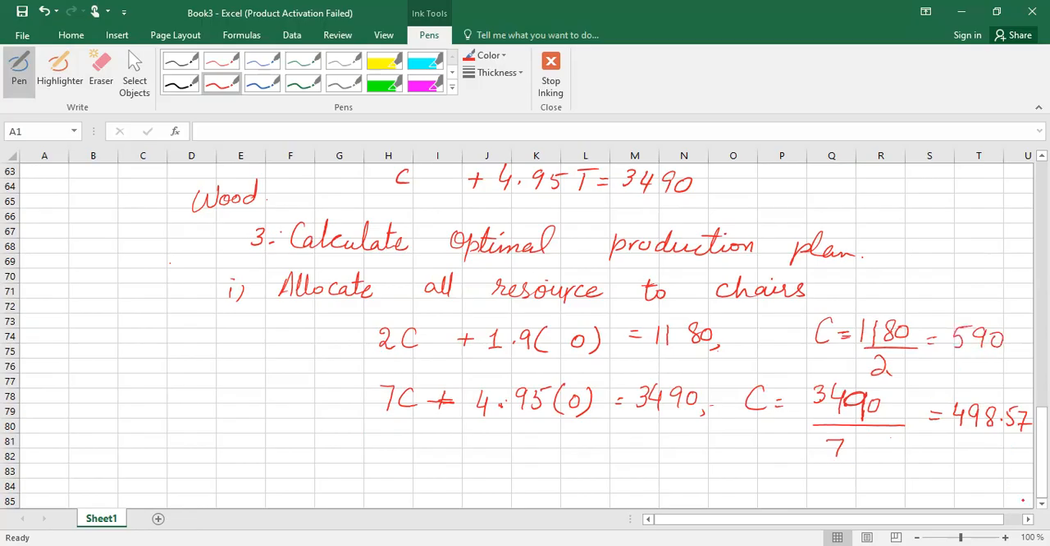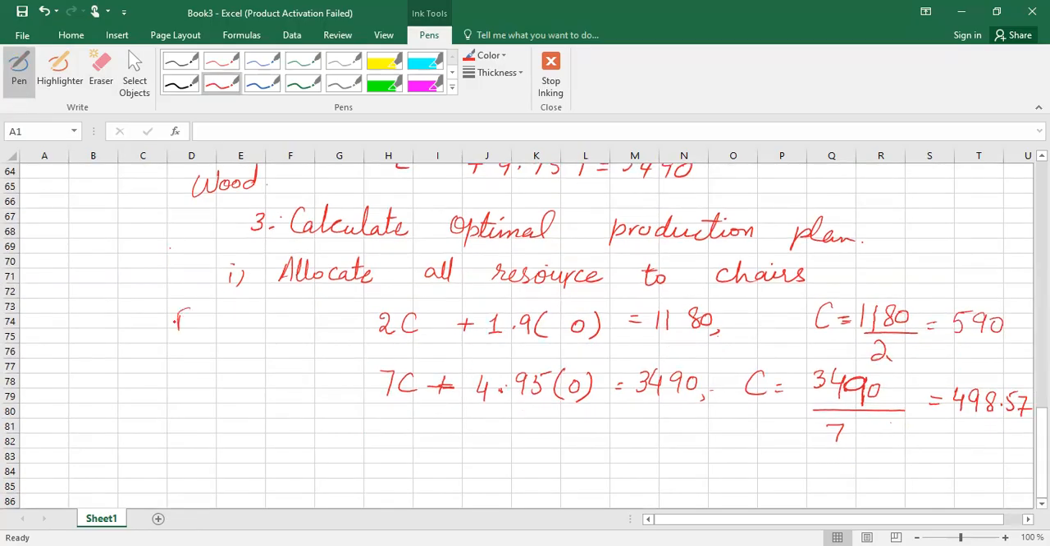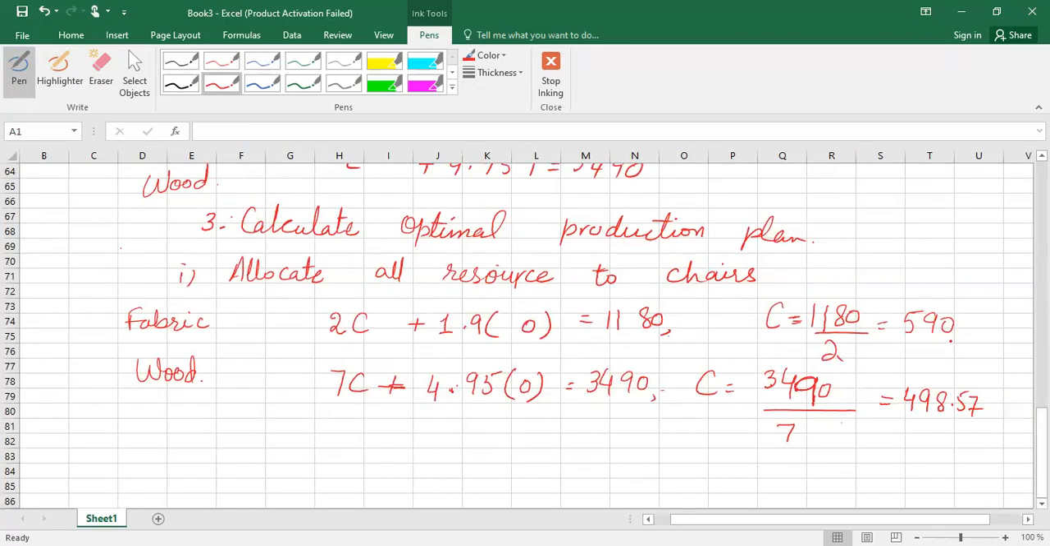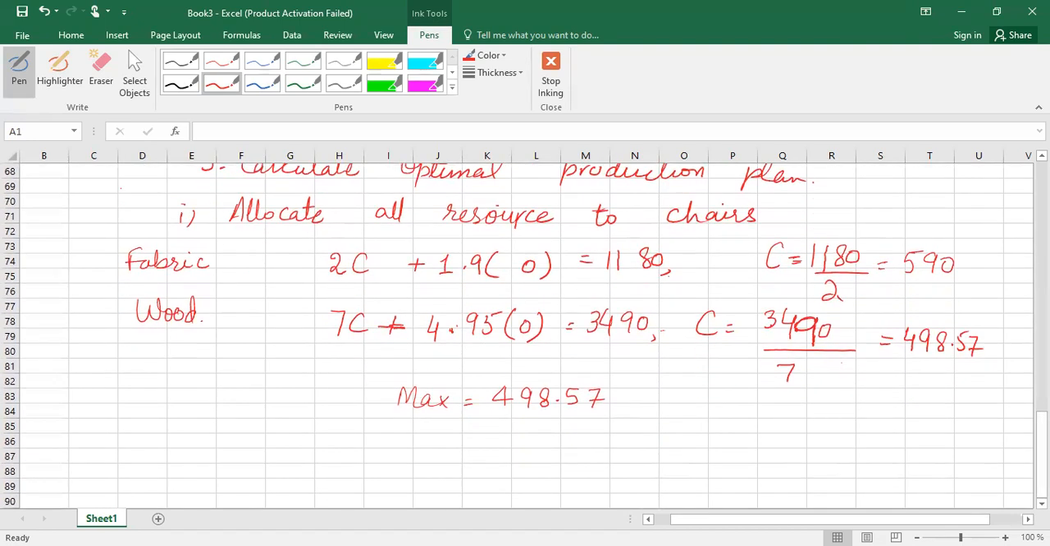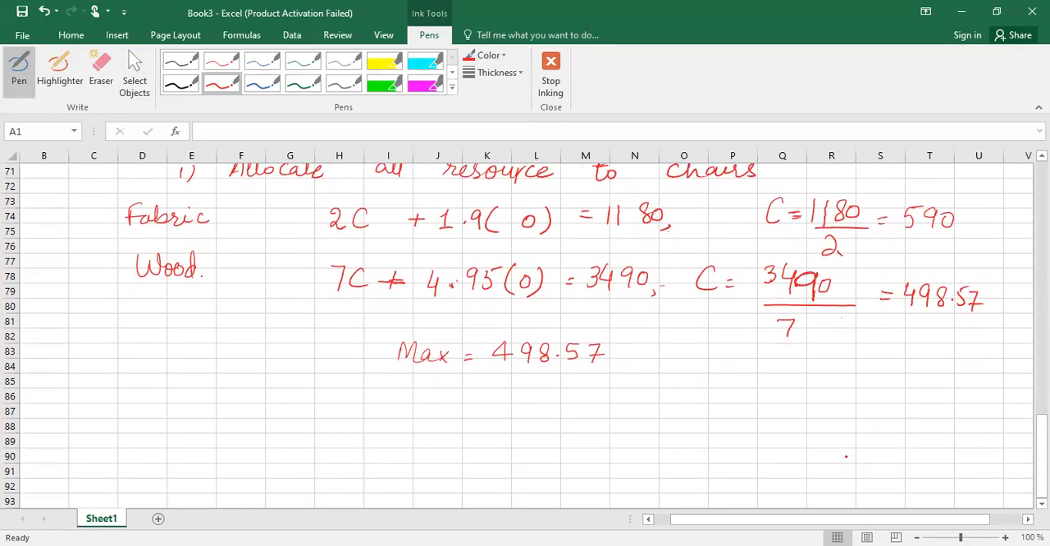This equation is representing fabric, it is representing wood. If my wood is not available after 498.57 units, then how can I produce 590 chairs with the help of fabric? So maximum I can produce what? Maximum I can produce the lower number, where one of the materials has ended or there is no further availability of material. So maximum I can produce 498.57 chairs.